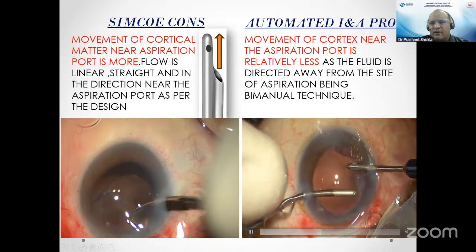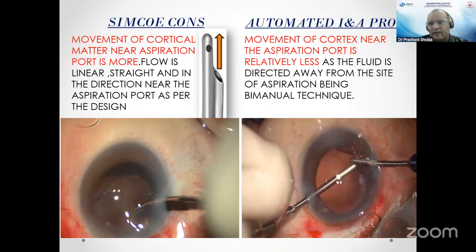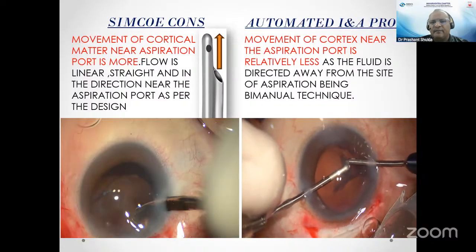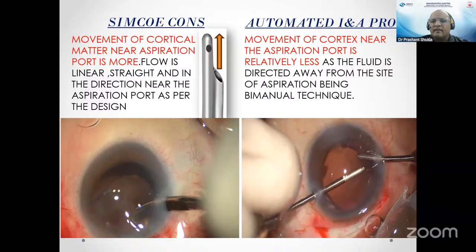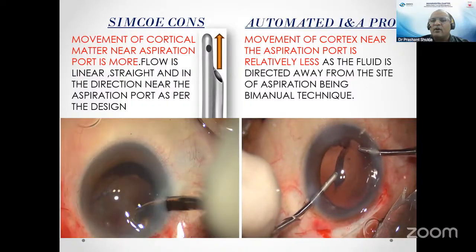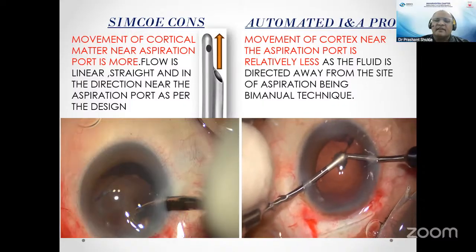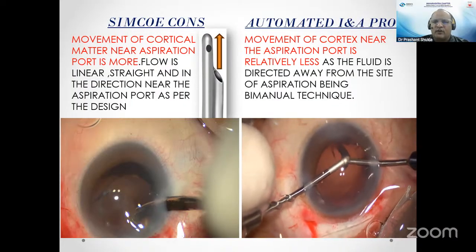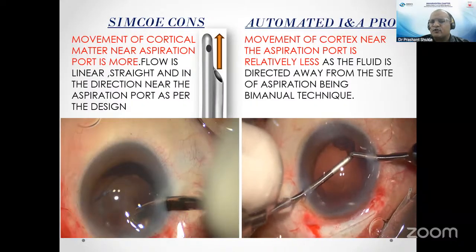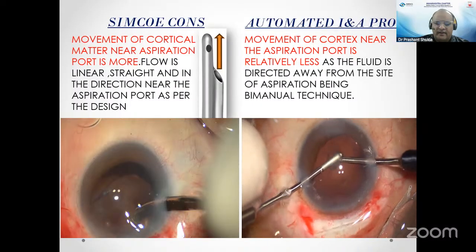Now hands are switched. Now it is better seen. The cortex below the rhexis margin is hardly moving. It only moves when we bring it into the center. And in that way, it is very easy to catch the cortex without any movement. And it is the surgeon's ability to remove the cortex. It is a bimanual technique. Again, we can switch hands, so it is relatively better in comparison to the Simcoe cannula.